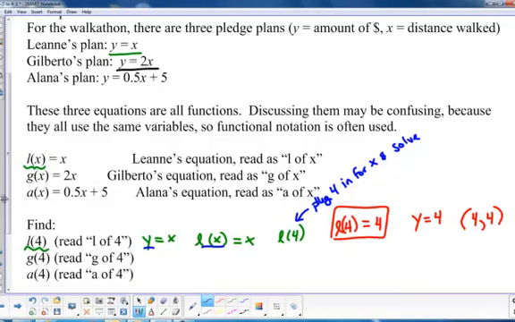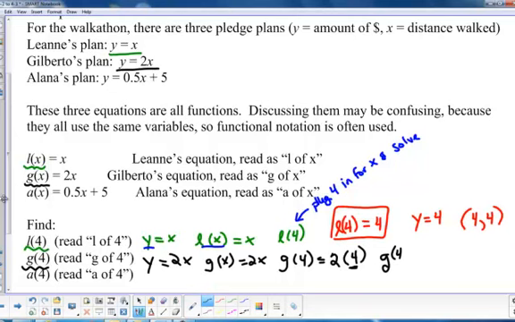Gilberto's plan is y equals 2x. That can be written in function form as g of x equals 2x. And if we plug 4 in for g of x, remember our standard equation form is y equals 2x. Function form, g of x equals 2x. I want to know g of 4. So g of 4 is going to equal 2 times 4. I've plugged 4 in for x. So g of 4, when I plugged 4 into the function g, I got 8. That's telling me that when I plugged 4 in, I got 8. My ordered pair is 4, 8.